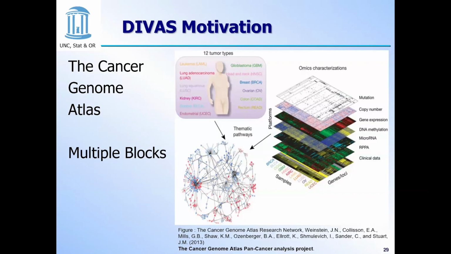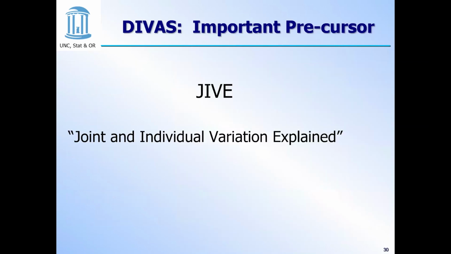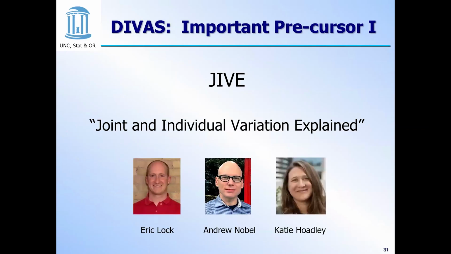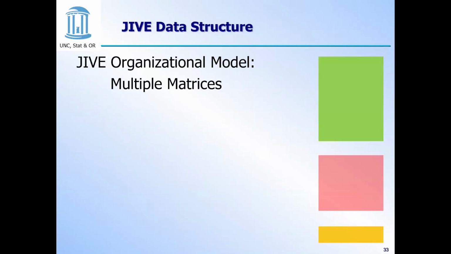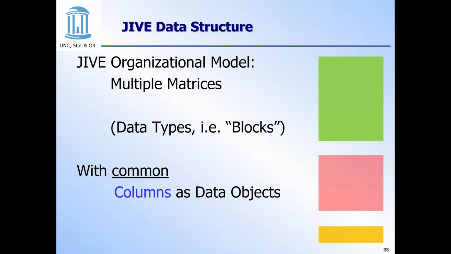So I've been watching all this happen and thinking a lot about, well, gee, how are we going to analyze data in this kind of situation? This is something I paid a lot of attention to research-wise. An important method we developed before DIVAS was called JIVE. JIVE is an acronym for Joint and Individual Variation Explained. So let me give a quick introduction. There are a couple of generations I'm just going to skip through. I'll show you some of the people. The important thing to realize is how this methodology is organized. The idea is you've got multiple matrices here. Those are the data types, or the blocks.